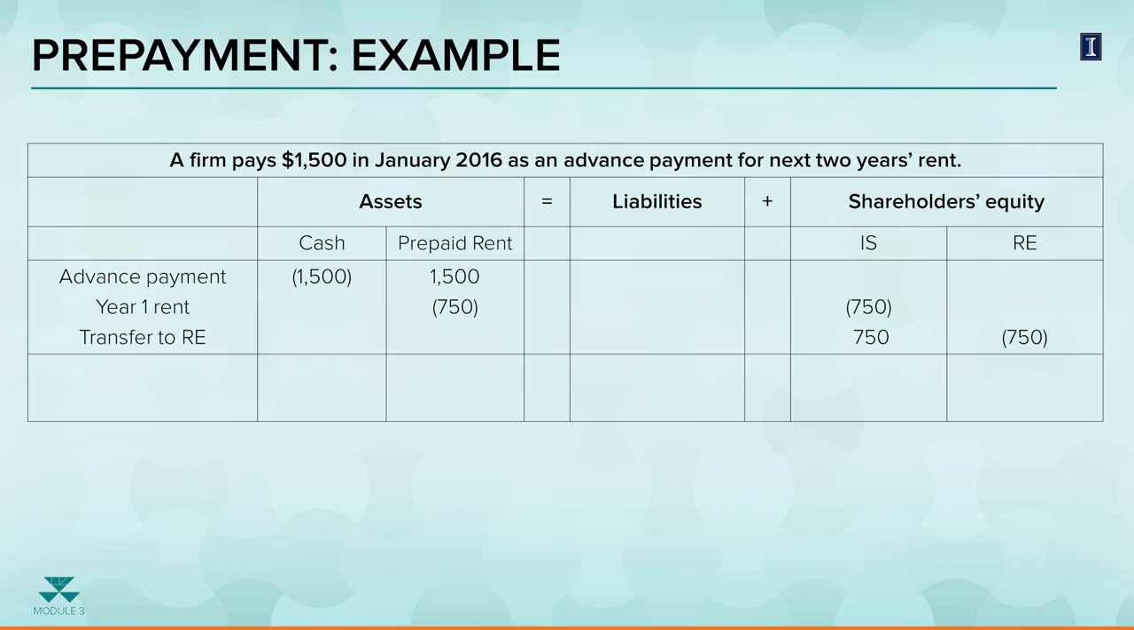Year end comes, you need to transfer the balance on the income statement to retained earnings. How are we going to do that? The balance on the income statement is minus $750. And notice that we put the $750 on the income statement, and we also book $750 on retained earnings. And here are the closing balances. At the end of the first year, we have a cash reduction of $1,500. We still have 1 year of unused prepaid rent, $750, and then under retained earnings we have $750 as an expense.